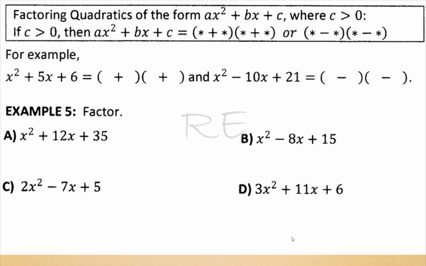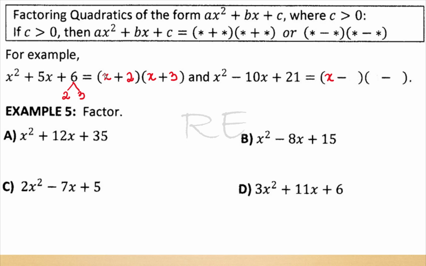For a product of two integers to be positive, both signs have to be the same, either both positive or both negative. For example, x squared plus 5x plus 6. Because the product is positive, both signs will have to be the same, but because the sum is positive, those signs are positive. And 6 is 2 times 3. Therefore, the binomials are x plus 3 and x plus 2.